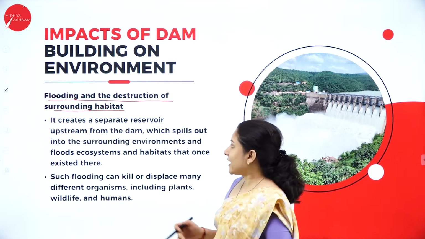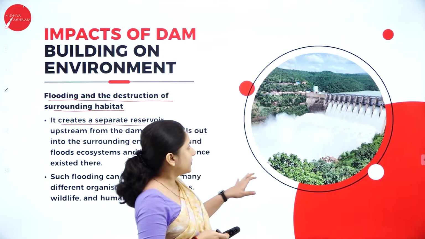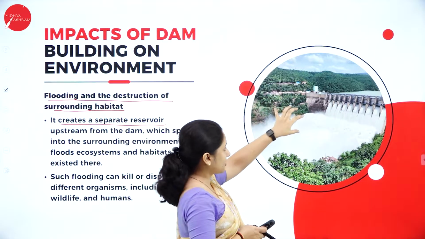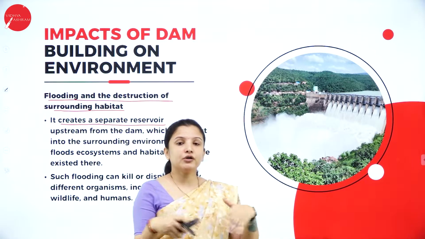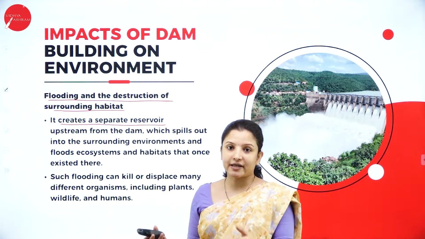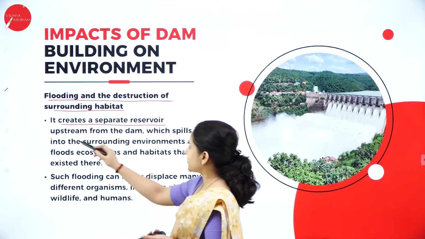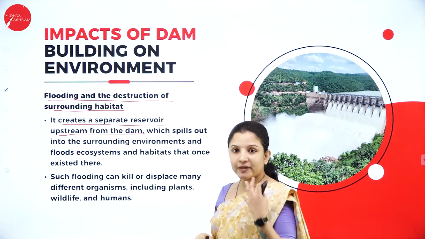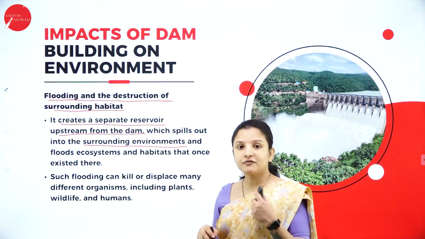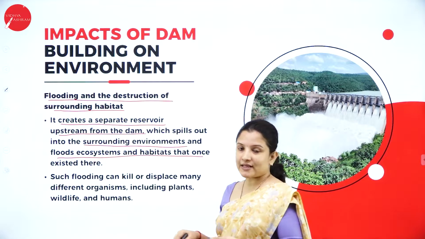So dams actually form a separate reservoir. Say for example, here we have a dam. Because of the construction of a dam, flooding might occur somewhere nearby. Therefore, a new water body or a new water reservoir can get created there. So it creates a separate reservoir upstream from the dam, which spills into the surrounding environment, and therefore it can cause flooding of the ecosystem, and therefore the habitat that once existed there.